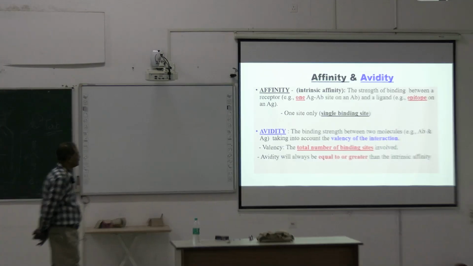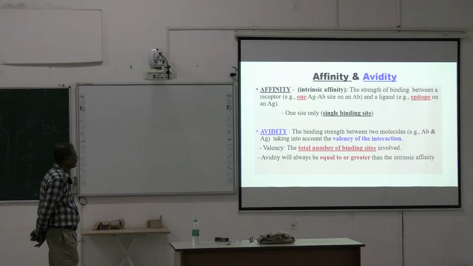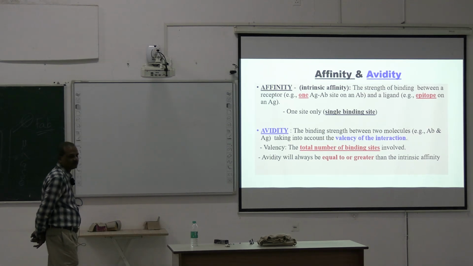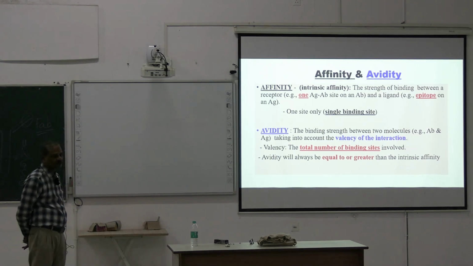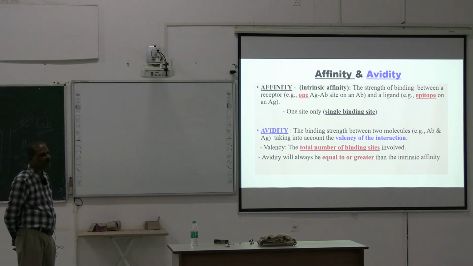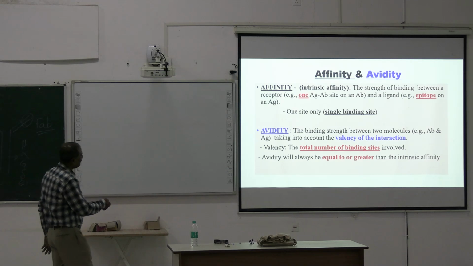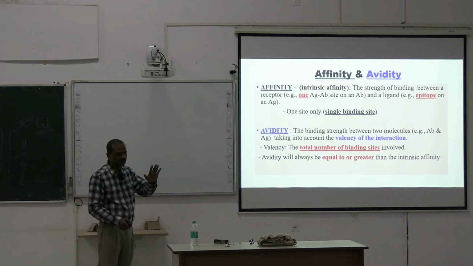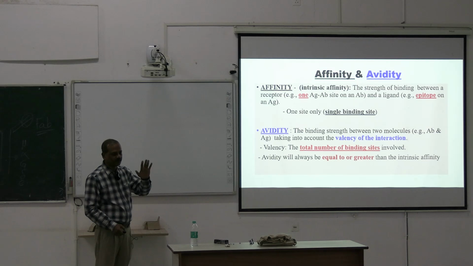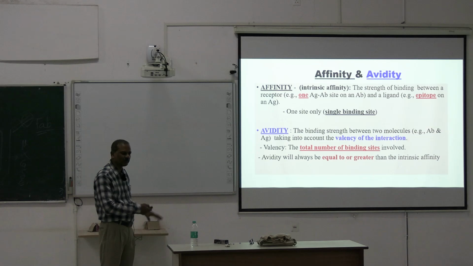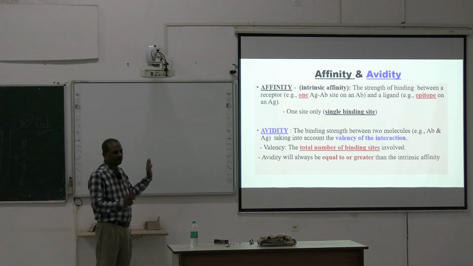Avidity is basically binding between 2 molecules with the valency of interaction and the total number of binding sites. As you can see, IgG is having 2, IgA 4 and pentamer is having 10. So affinity, if it is IgG, IgD and IgE, they are having only 2 binding sites. So they are having equal intrinsic affinity. But in case of IgM, the avidity will be much more.